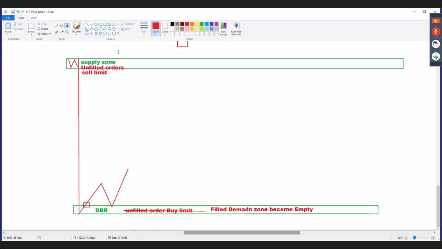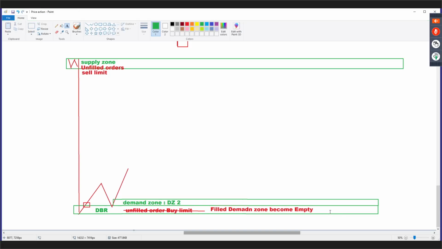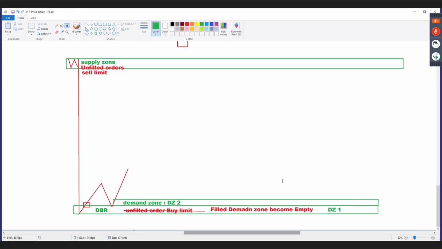So far, so good. And then when the price goes up, this is also a demand zone because this is a drop base rally. Let's suppose I put this as demand zone number 2. And the one below is demand zone number 1. Yes, it goes up, takes all the demand zone and goes up, going up, going down.